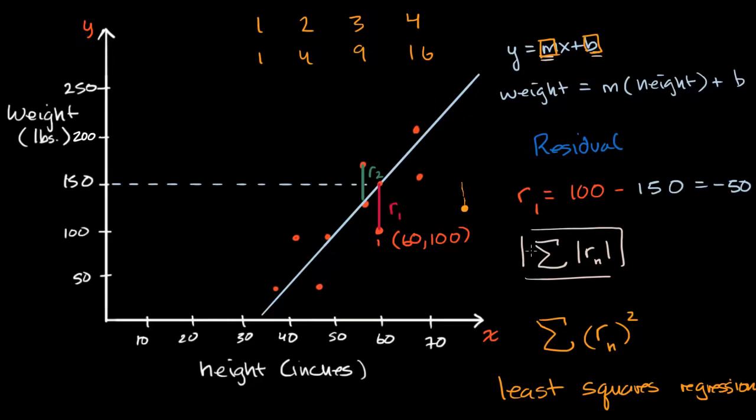In future videos, we'll do things like calculate residuals, and we'll actually derive the formula for how you figure out an m and a b for a line that actually minimizes the sum of the squares of the residuals.